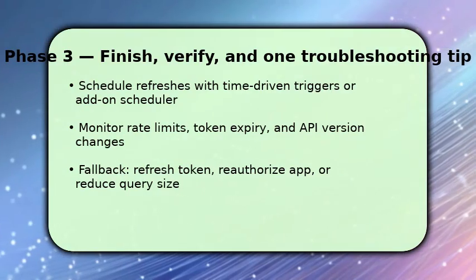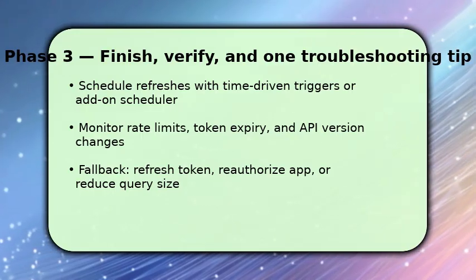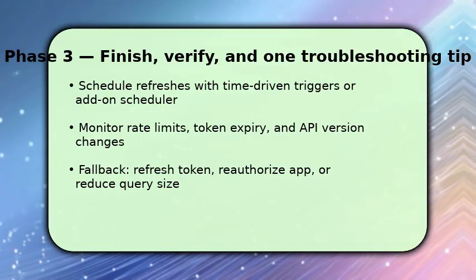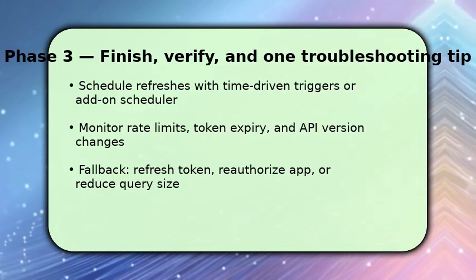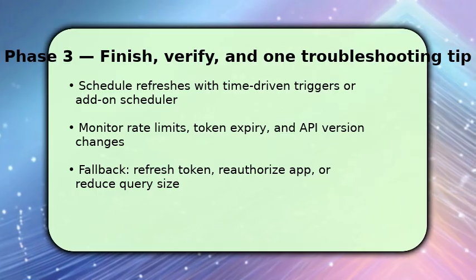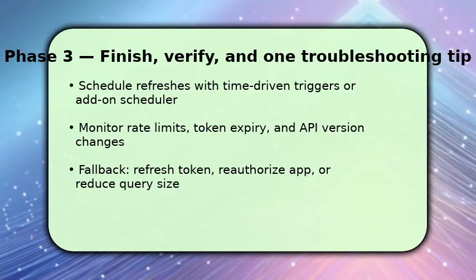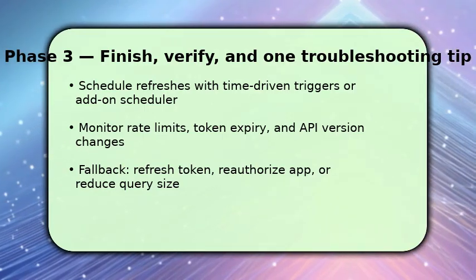Finally, automate refreshes. Set a time-driven trigger in app script or enable the add-on scheduler and choose hourly or daily frequency as needed. Make sure to rotate tokens before expiry and monitor API rate limit headers so you don't get blocked. If something goes wrong, the most common fix is reauthorizing the app or refreshing the token.